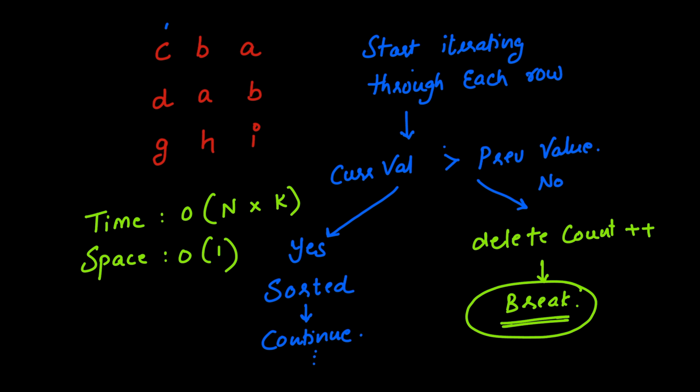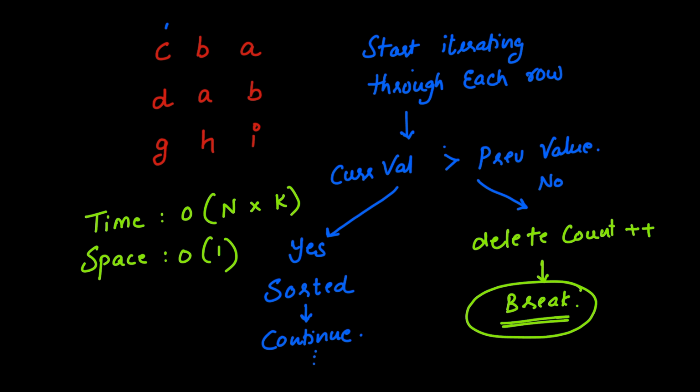The time complexity of this solution is O of n into k, where n is the number of rows in the given grid and k is the average size of the string. This is because we need to iterate through all of the elements in the given grid to make sure each column is sorted. And the space complexity is O of 1 as we are only using one variable to record the total number of columns that need to be deleted.